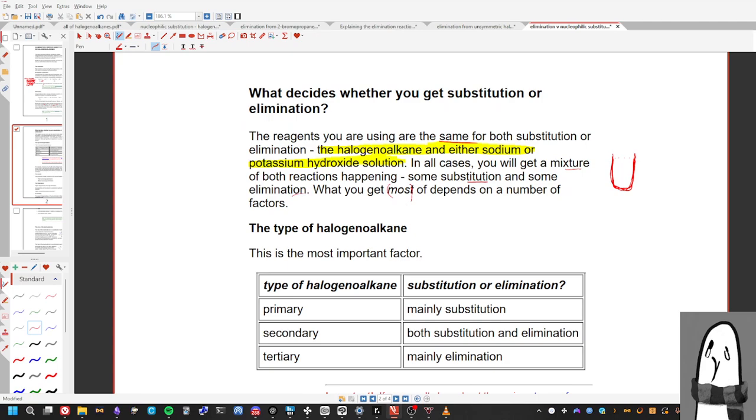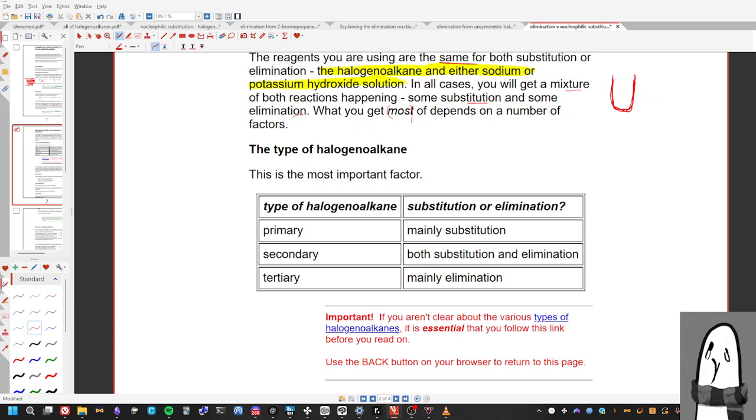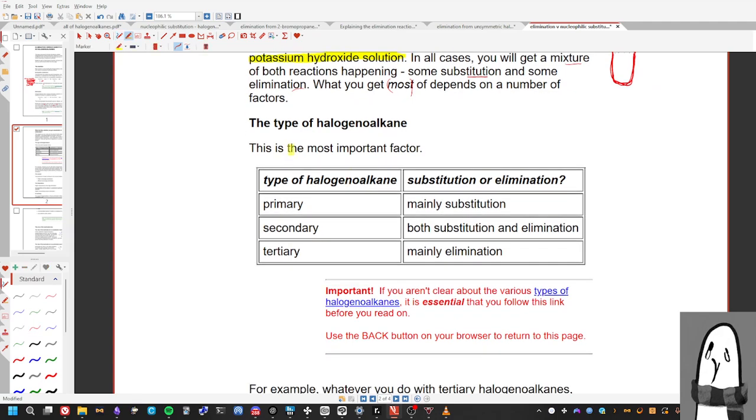But what you get most of depends on a number of factors. The most important factor is the type of halogenoalkane. It doesn't only change the mechanism, it also factors in whether it will be substitution or elimination. So primary, secondary, tertiary. Primary is mainly substitution. Secondary is both substitution and elimination. Tertiary is mainly elimination.